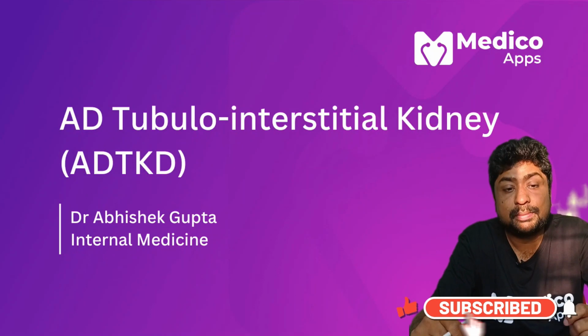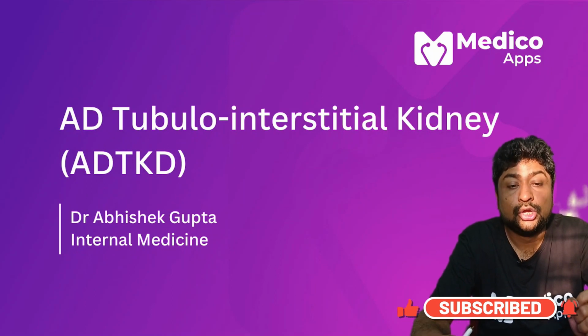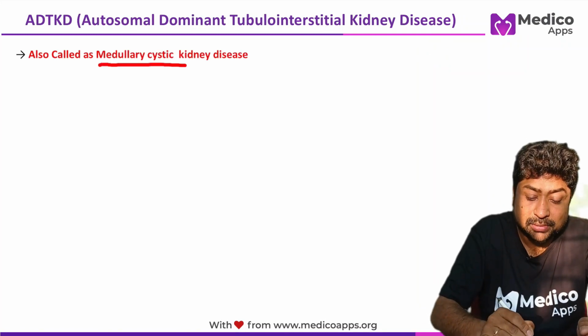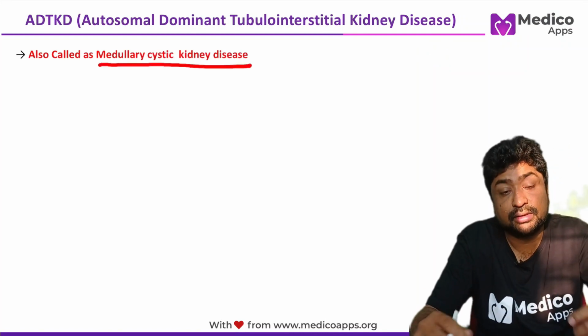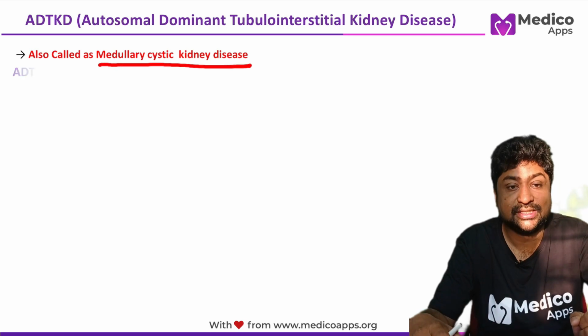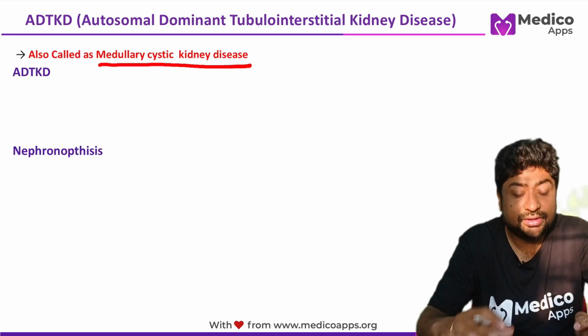Okay, in the next part let's learn about autosomal dominant tubulointerstitial kidney disease. These are also now called medullary cystic kidney disease. Earlier it was called medullary cystic kidney disease. Now the latest nomenclature is autosomal dominant tubulointerstitial kidney disease. Now what are the genes which are defective?